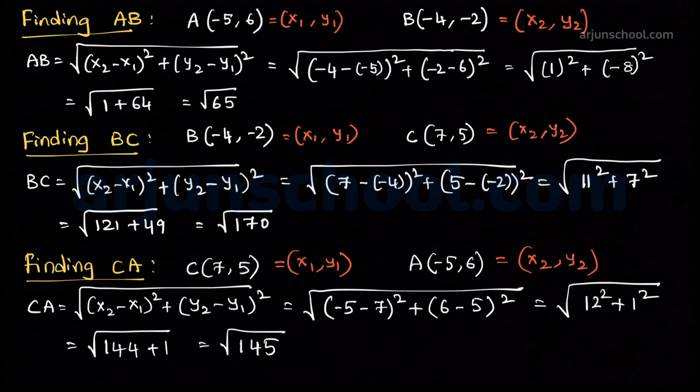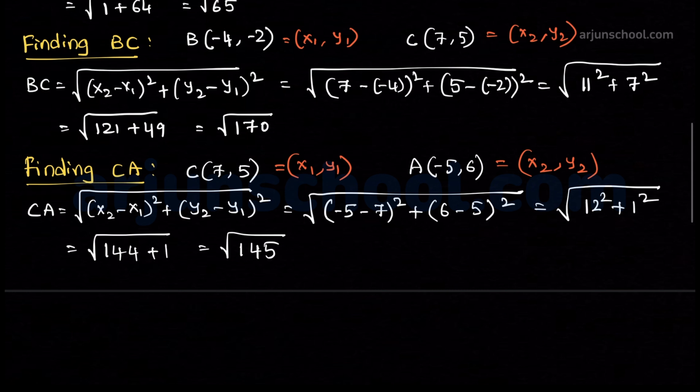Root over 145. We have found that length of the side AB is root over 65 units. Length of the side BC is root over 170 units. Length of the side CA is root over 145 units.